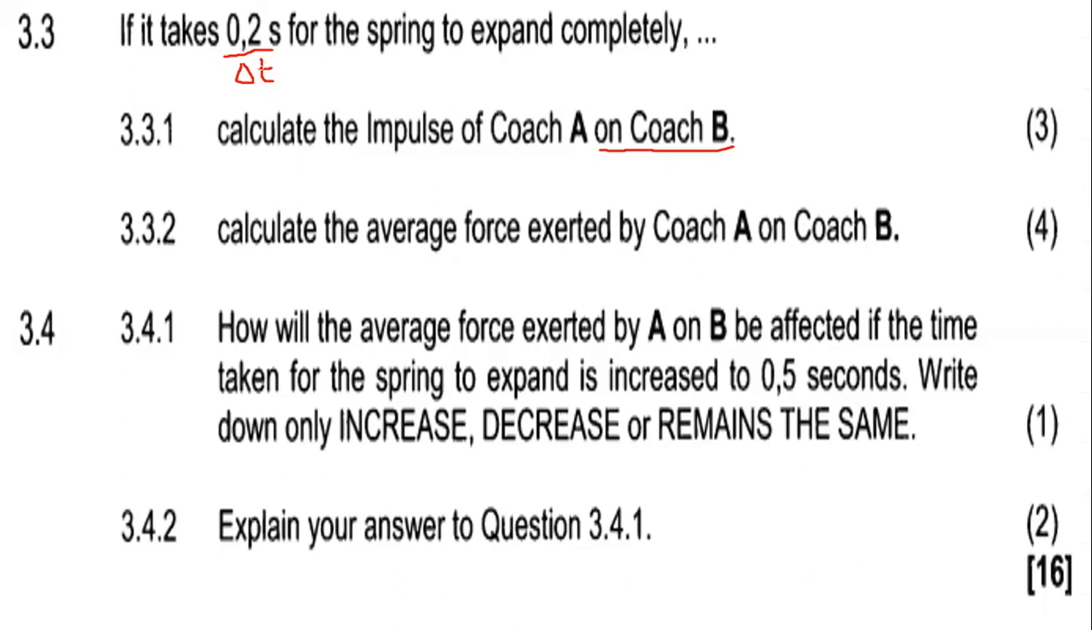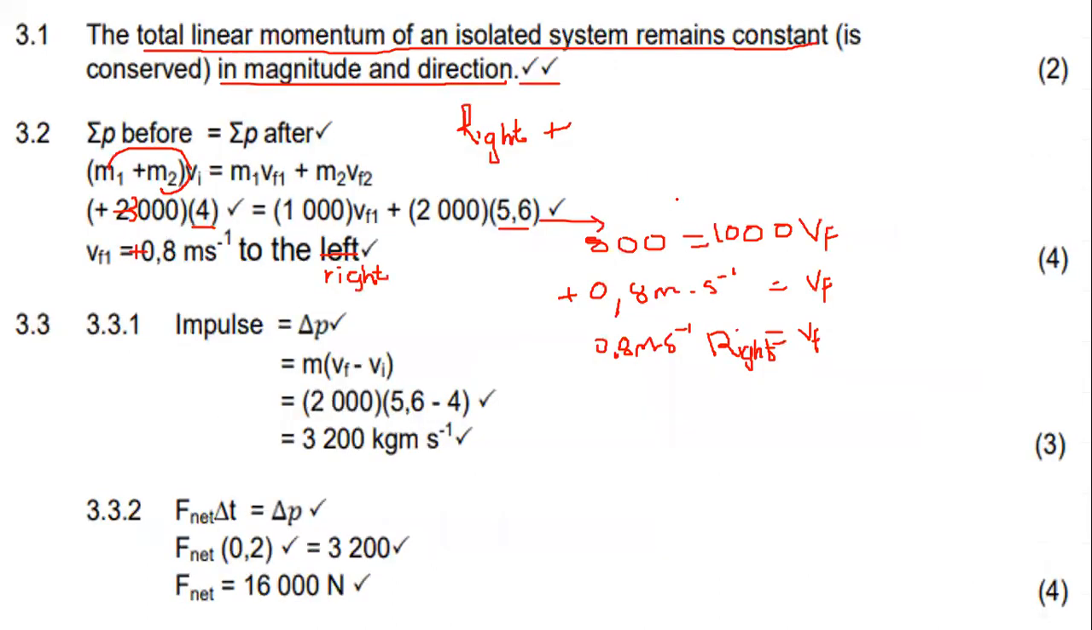So now we must calculate the impulse of Coach A on Coach B. Remember, my dear learners, we want impulse. So impulse is a vector quantity. So it has both magnitude and direction. So it means when we go and give the impulse here, we can't just give the magnitude. We also have to give the direction. And it must be the impulse that is acting on Coach B. It means we will use information of Coach B. So I hope that one is very clear, right? Let us go to that one.